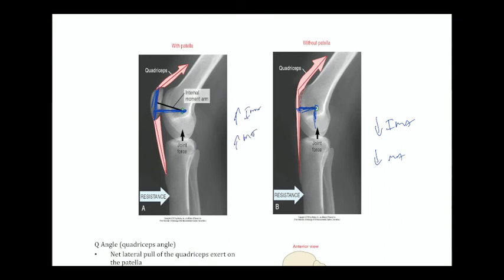So that's how the patella helps us extend our knee, really. Without the patella, our quadriceps have to do more work to extend our knee. It still can do it, but it's a little bit harder. So it really is giving us that mechanical advantage that we need to make extending the knee a little bit easier for our body.